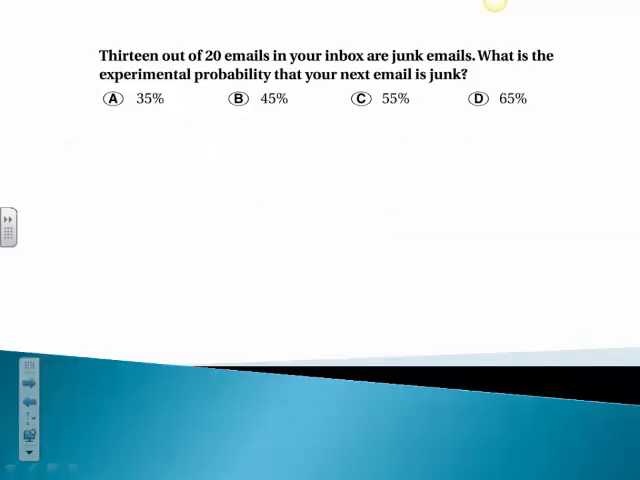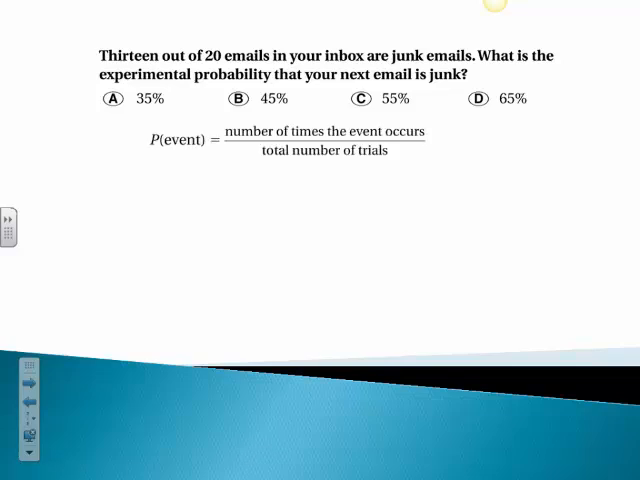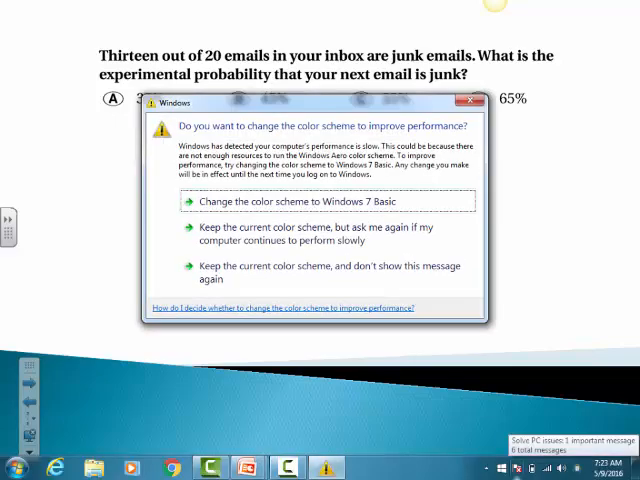Okay, so let's do an example. Here it says 13 out of 20 emails in your inbox are junk emails. What is the experimental probability that your next email is junk? So 13 out of 20. So the number of times the event occurred was 13, and the total number of trials was 20.